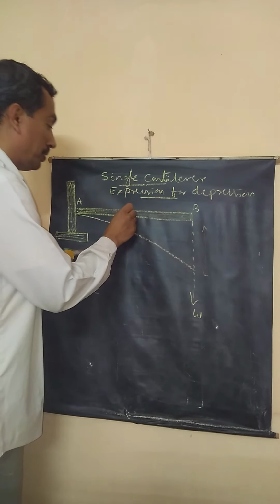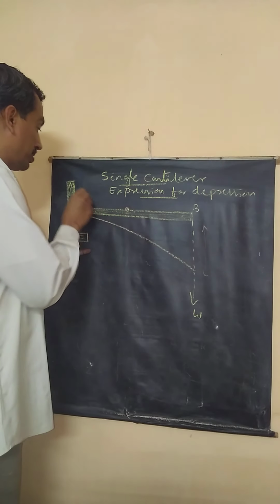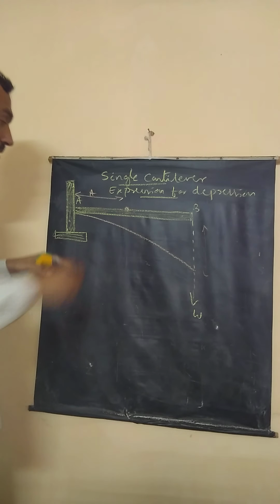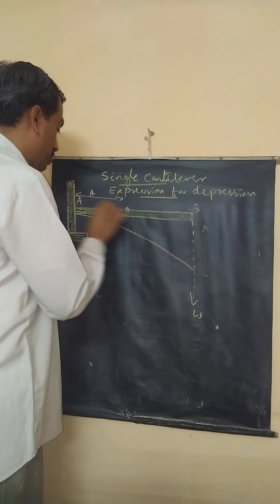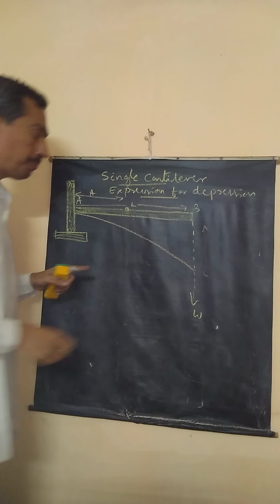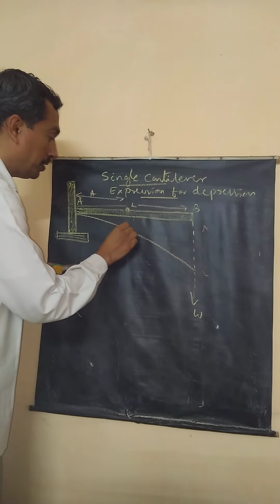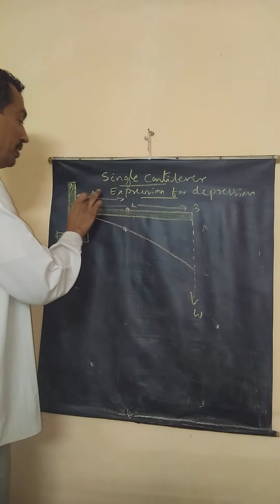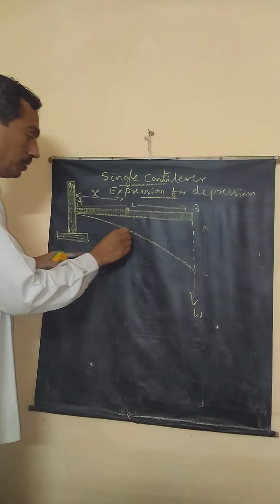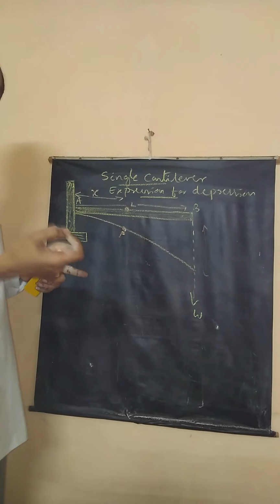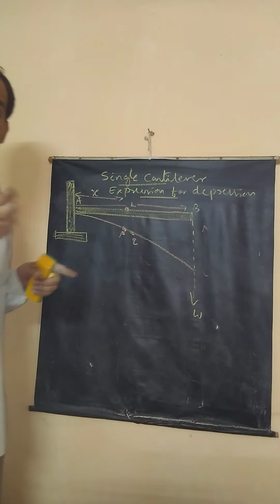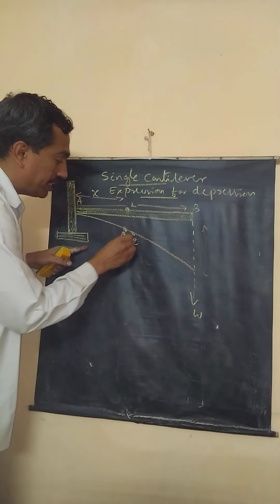I will take a point at a distance x from the point A. Let the length of this beam be L. So I take a point P at a distance L minus x. This is point P. Now I take another very closely spaced point Q. These two are very close, separated by a distance dx.